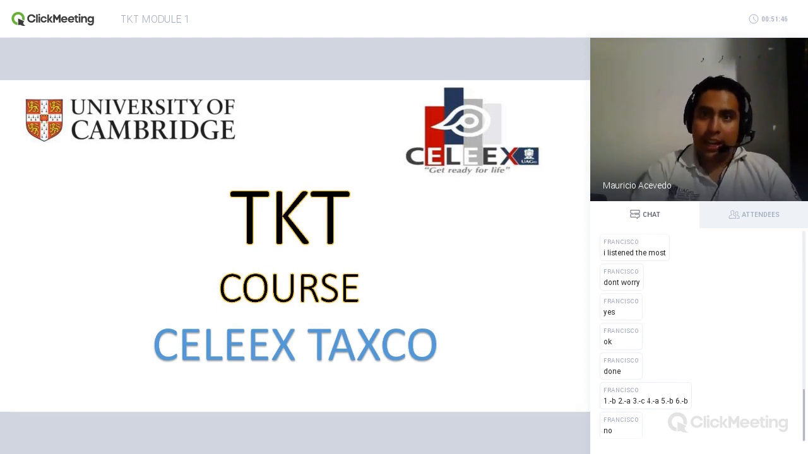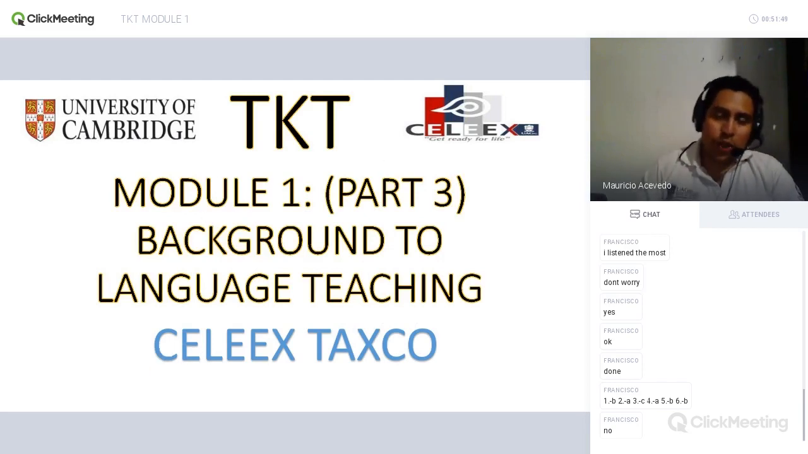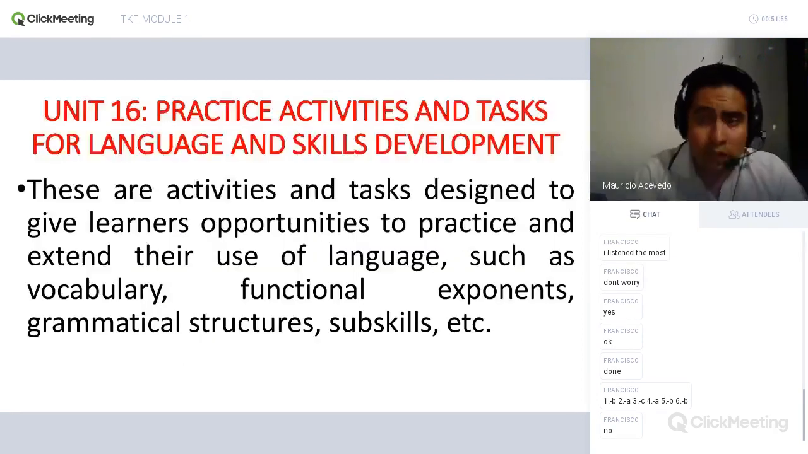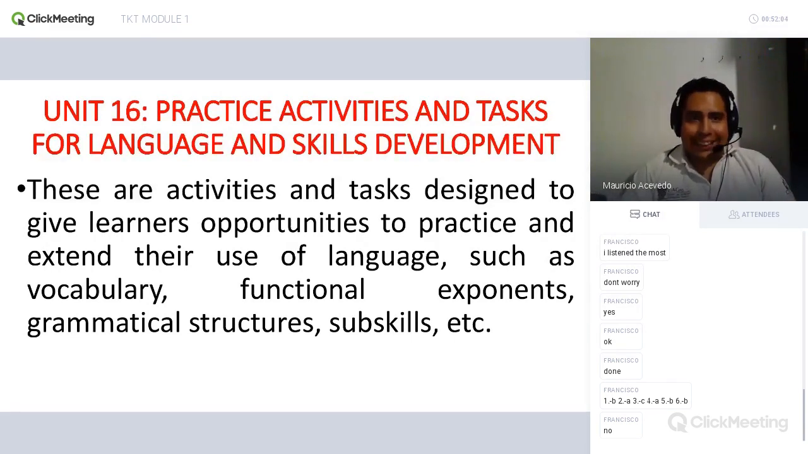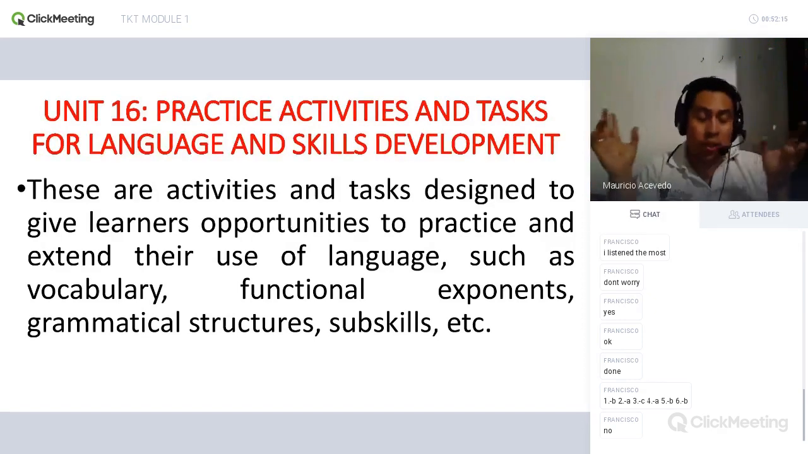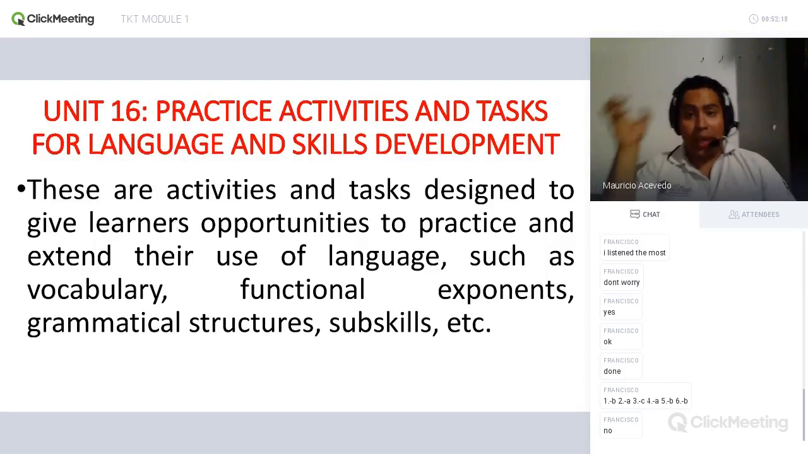Okay, so remember, we're talking about module one, part three, background to language teaching. This is almost the last topic, so pay lots of attention, Francisco. This is very practical, and I hope lots of participation. Now we're going to talk about practice activities and tasks for language and skills development. What is this? Well, now we have already seen the presentation and the introductory activities. Now we're going to go to the activity directly, the activity that will make your students not remember, not analyze, but really use the language.